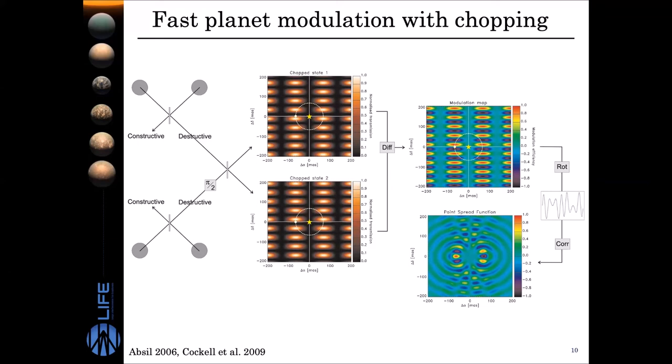If you add the rotation to this, you can modulate your planet signal really quickly. Then you can produce the point spread function that you see at the bottom right plot, which is similar to what Sasha was showing before, where you can see the planet on the left part of this plot and then an anti-symmetric response on the right part. The idea is to use templates to demodulate the planet signal in order to find where your planet is in the field and to retrieve multiple planets, as shown by Sasha.